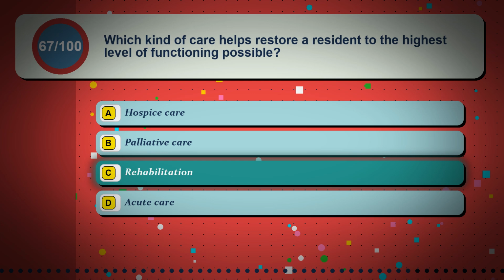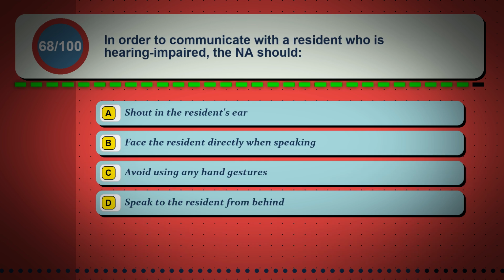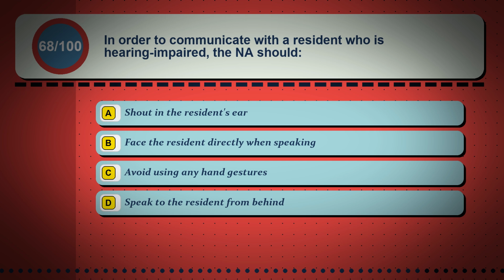The correct answer is option C, rehabilitation. Rehabilitation involves a set of interventions designed to optimize functioning and reduce disability in individuals with health conditions in interaction with their environment. Question 68. In order to communicate with a resident who is hearing impaired, the NA should option A shout in the resident's ear, option B face the resident directly when speaking, option C avoid using any hand gestures, option D speak to the resident from behind.